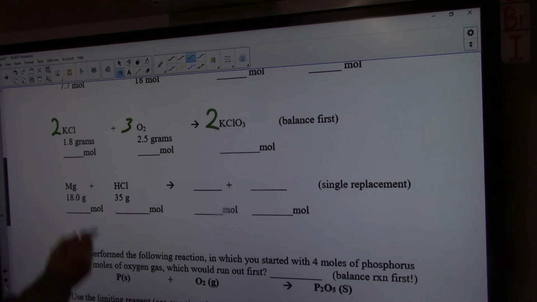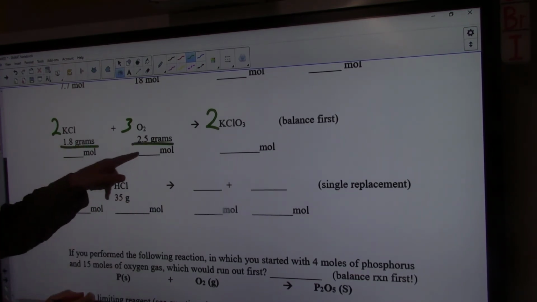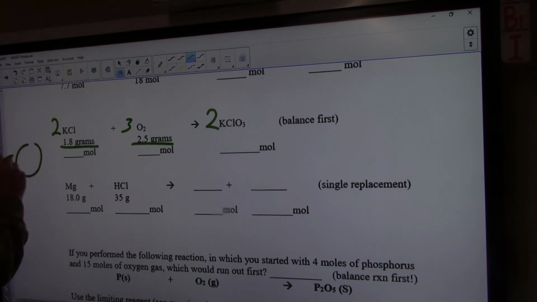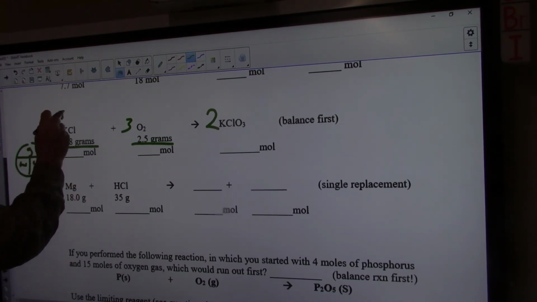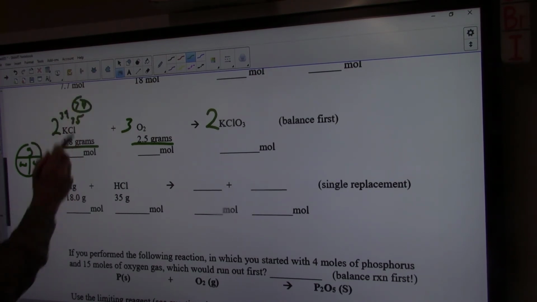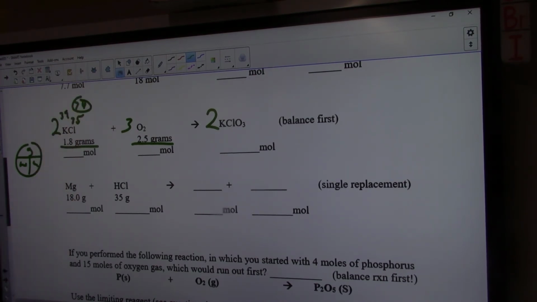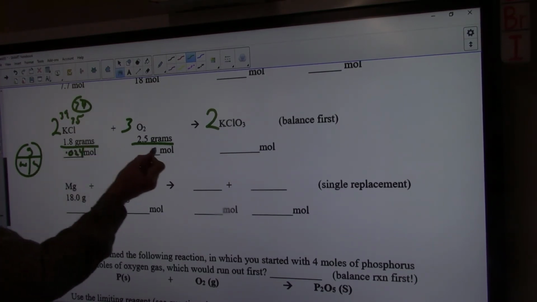All right. Oh no, I only gave you grams. All you have to do is calculate the moles, using moles equals grams divided by molar mass. 1.8 divided by K is 39, Cl is 35, together that's 74 grams per mole. Small number we're going to have. 1.8 grams divided by 74 equals 0.024. 0.024 moles.